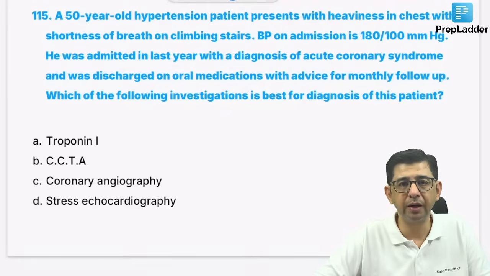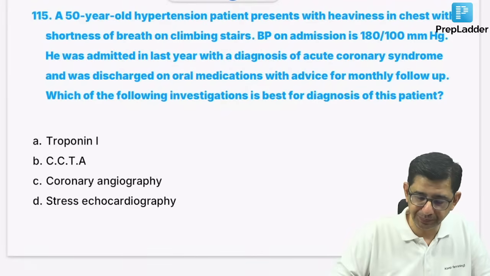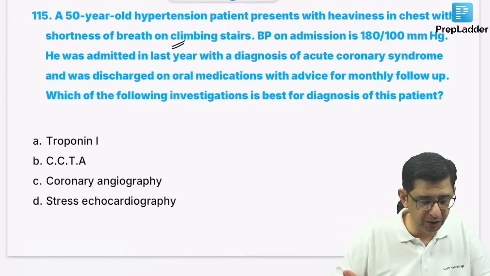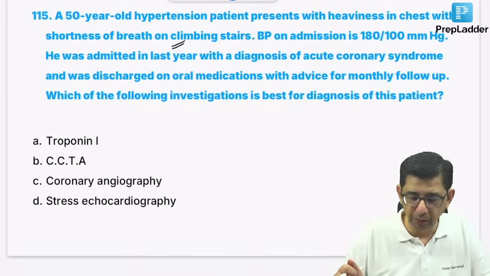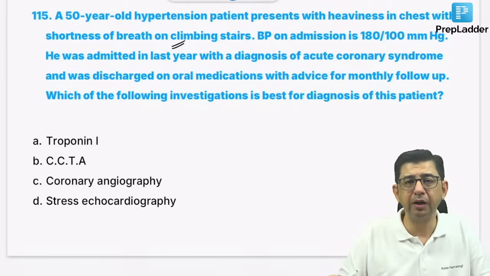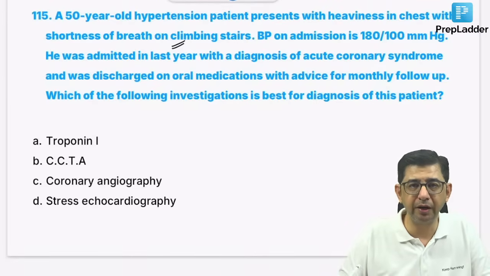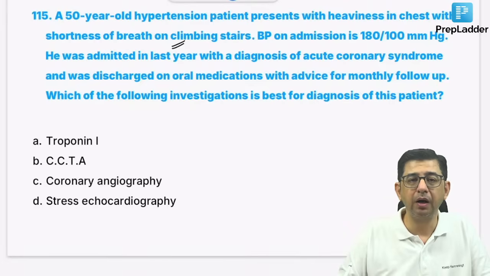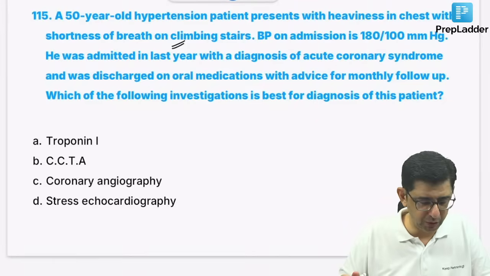We have this long stem question now, where we have a hypertensive patient with heaviness in the chest wall and shortness of breath on climbing stairs. So exertional chest pain is coming in this guy. The BP is fairly elevated, 180 by 110. That would need at least some medication to be given. He has already been treated in a hospital last year, and he's discharged on oral medication. So which is the best one for the diagnosis of this patient?